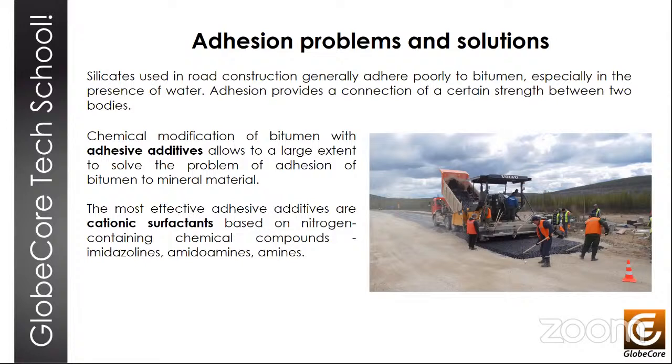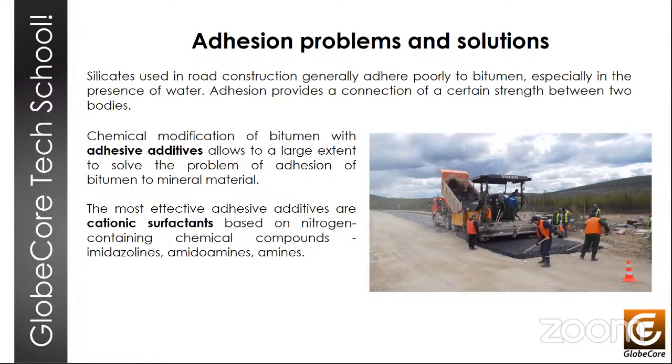Silicates that are used in road construction generally adhere poorly to bitumen, especially in the presence of water. This is because the surface of sand and gravel particles has a pronounced hydrophilicity, as a result of which bitumen is absorbed only due to microporosity and on defects on the surfaces. So water penetrating through the pores in the asphalt concrete to the bitumen mineral material interface gradually displaces the bitumen film and destroys the road surface.